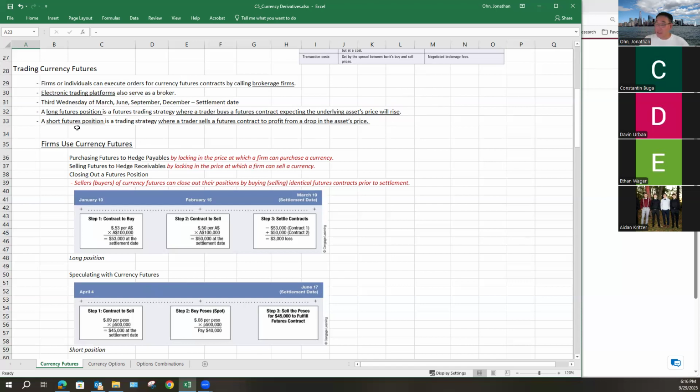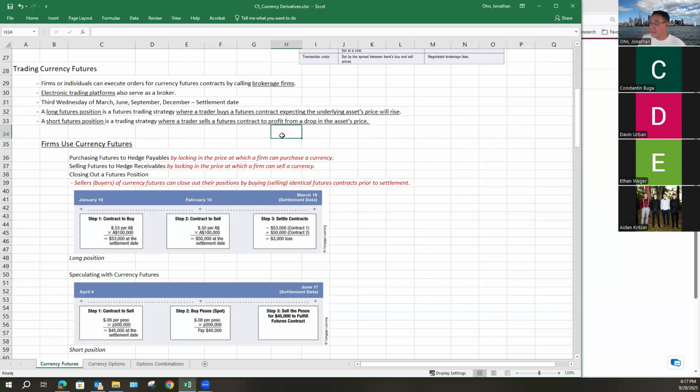Okay. So a short futures position is the trading strategy where a trader sells a futures contract. So if you see the word short, it means you are in a sell position. Okay, sell position. Why do you need that? If you think the future exchange rate, the currency value, will depreciate, then you take on this short position and then enjoy the profit there.